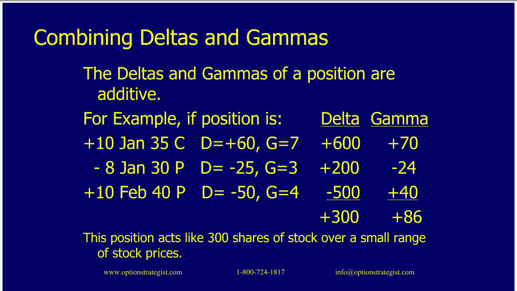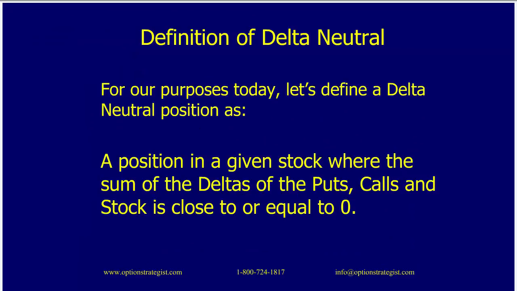All right. Now, we'll talk about delta neutral, but I'll just tell you now, if I sold 300 shares of stock, what would my delta be? It would be 300 minus 300, or 0, and that's a delta neutral position. But we'll get there. All right. So, well, we're there. That was quick. Okay, so the definition of delta neutral. For our purposes today, we're going to define a delta neutral position this way.